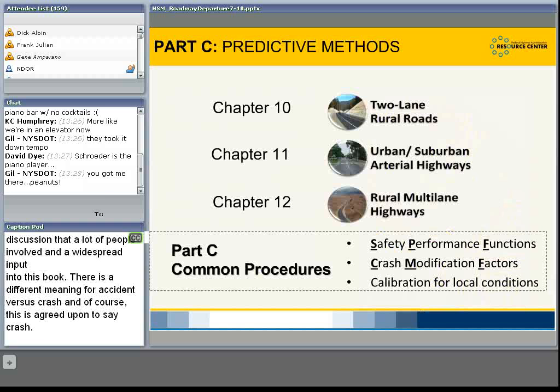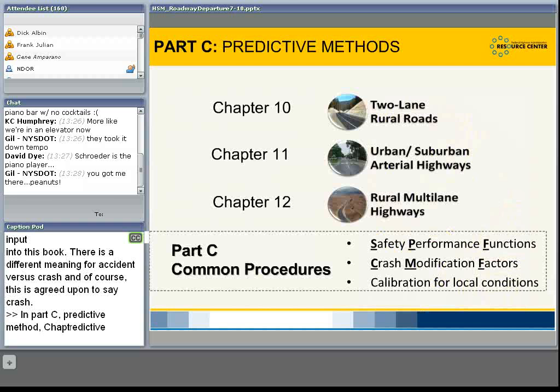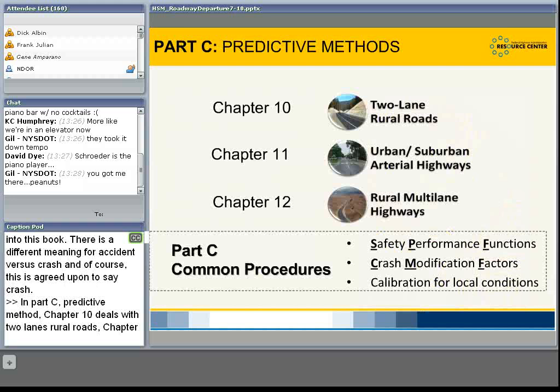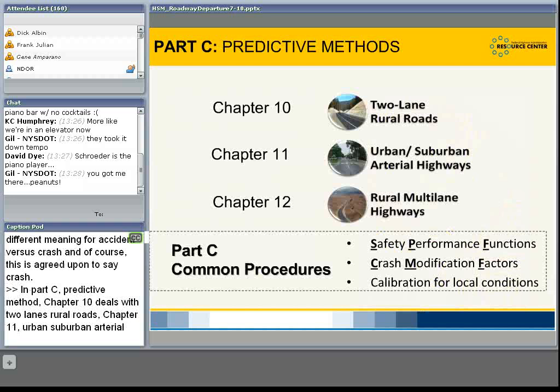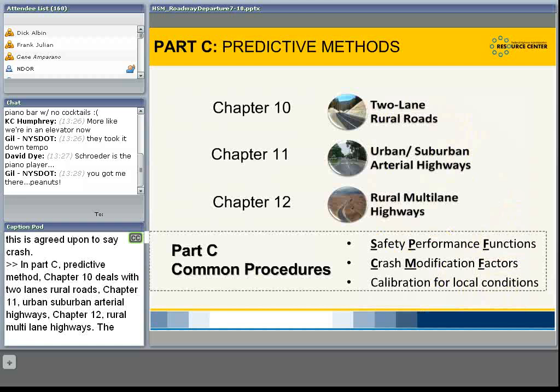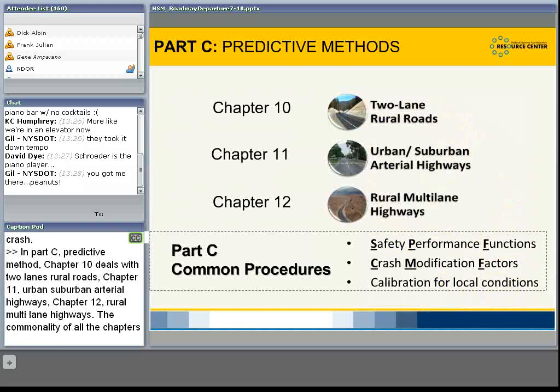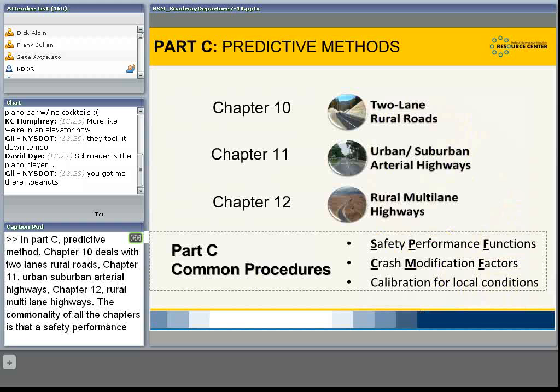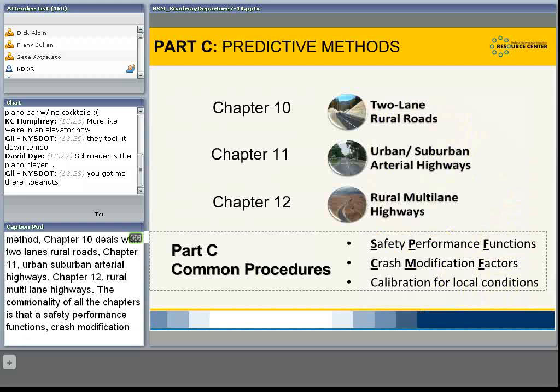In Part C, predictive methods, where we're going to focus a lot today, Chapter 10 primarily deals with two-lane rural roads, Chapter 11 with urban suburban arterial highways, Chapter 12 with rural multi-lane highways. The commonality to all these chapters, as you'll see down here, are safety performance functions, crash modification factors, and of course then there's also a discussion in Appendix Chapter C for calibration for local conditions.